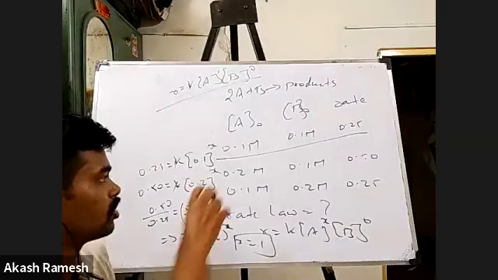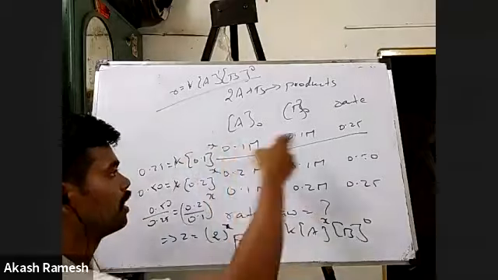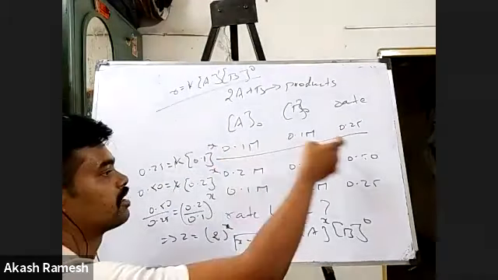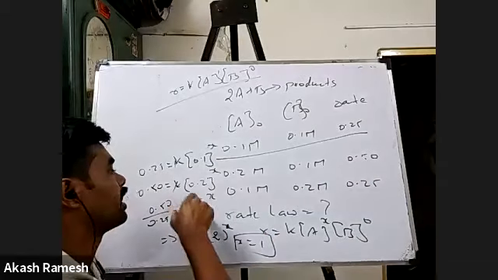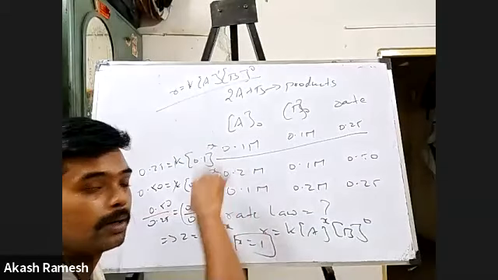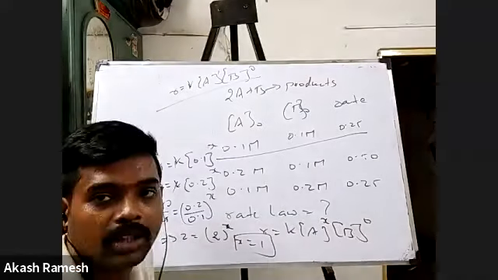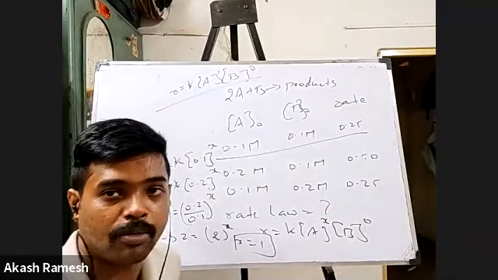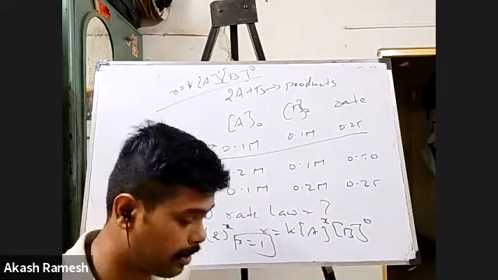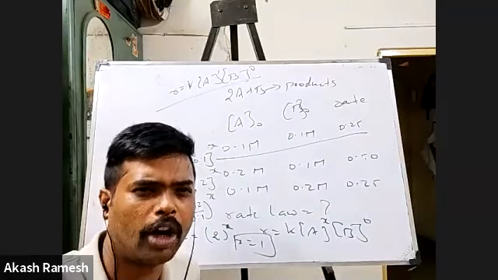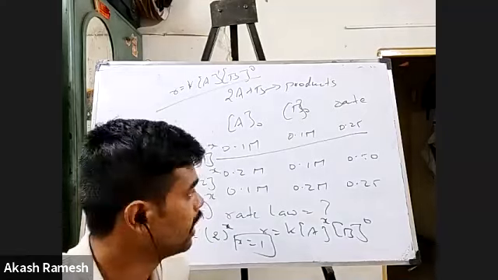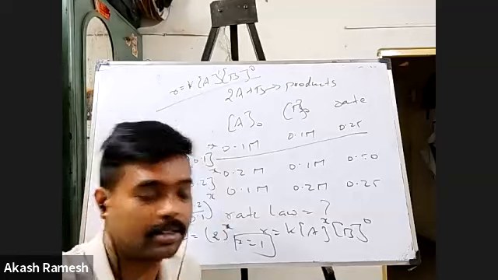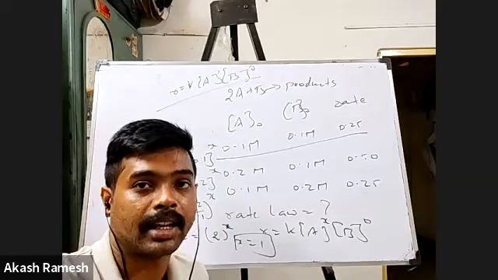Simple, right? I just took the first two. The first rate is 0.25, k into 0.1 for A. For the second one, the rate is 0.5, k into 0.2, the whole power X. I divided and got the X value. Very simple. We'll do a bigger version of this problem in the next class, because I have almost seen every question paper with this kind of question coming in, at least for 3 marks. The table problems like this. So we'll see that in the next class.